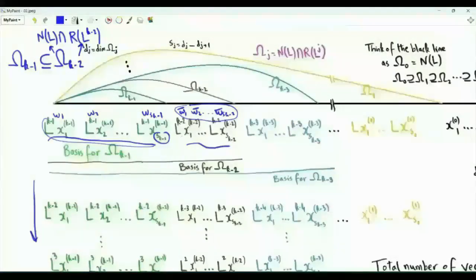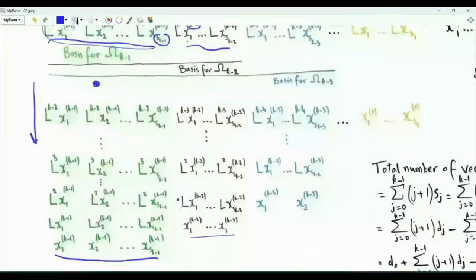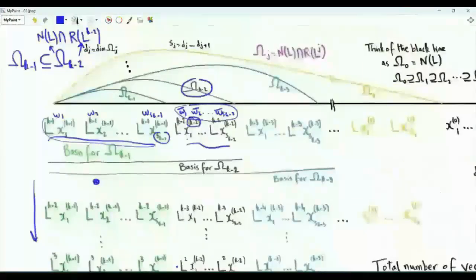So those vectors can be written as L to the k minus 2 times those x vectors, with a superscript k minus 2 to indicate that we are operating on omega k minus 2. And as we did here, we have those x vectors, we multiply them by L, L squared, all the way to L to the k minus 2. Why is the number of vectors here s_{k-2}?